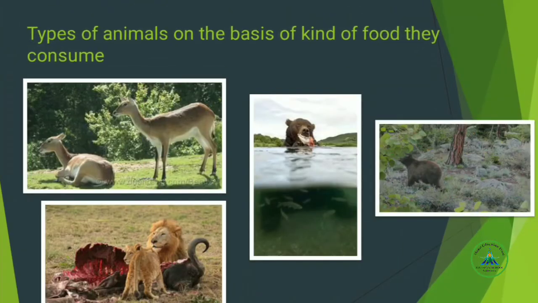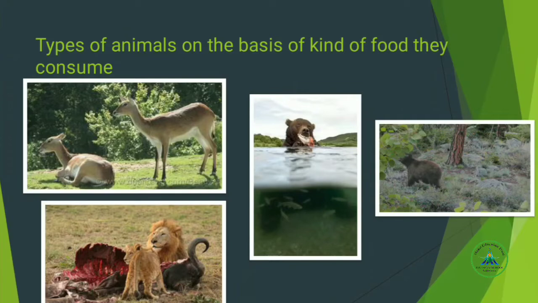On the basis of the kind of food animals eat, they are classified as herbivores, animals that consume only plants, for example deer. Animals that feed on other animals are called carnivores, for example tiger, lion. Animals that eat both plants and animals are called omnivores, and the examples are human being, dog.